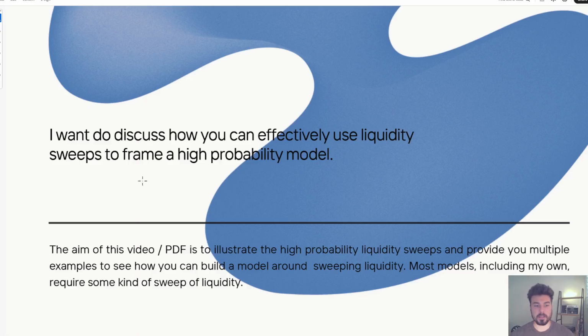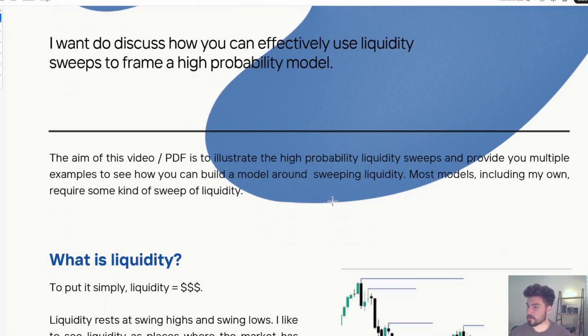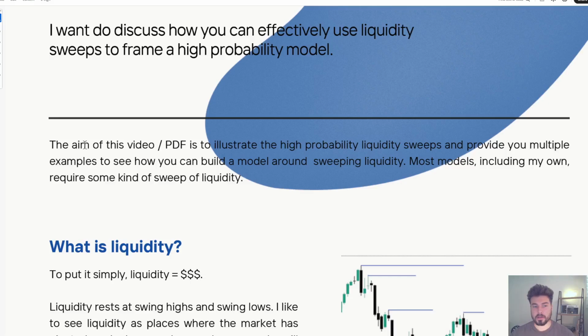The idea for today is to give you a model, and then you can use that and forward test that, back test that. But I want to give you a high probability or a high chance model that you can use. And this is from my own data collection and things you've probably seen yourself. So the aim of this video, the PDF, is just to illustrate the high probability trade ideas based on liquidity sweeps. And I want to give you a few examples, not just one, not two, but a few examples of how you can build a model around sweeps of liquidity.